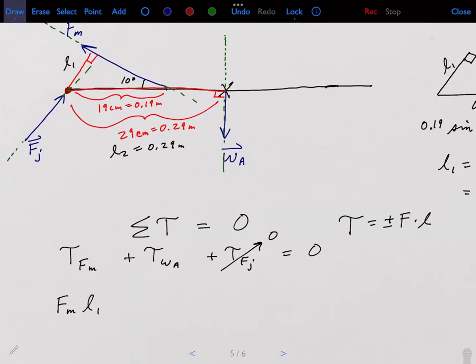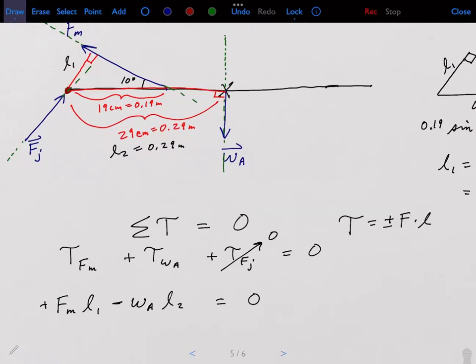And then we have to think about this. If that were the only force acting, how would it rotate the arm about the shoulder joint? It would pull it so that it rotates counterclockwise, right? So that's going to be a positive torque. And then the torque due to the weight of the arm is going to be the weight of the arm, that's the force, times the moment arm, which was L2. If that were the only force acting, how would it rotate the arm about the shoulder joint? It would rotate it clockwise. So that's going to be a negative torque, and that's got to equal 0.